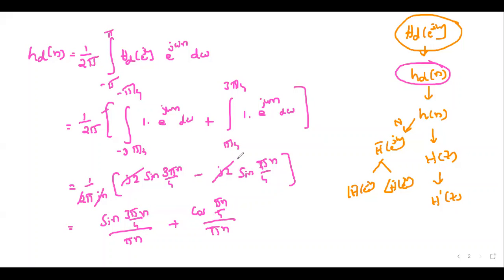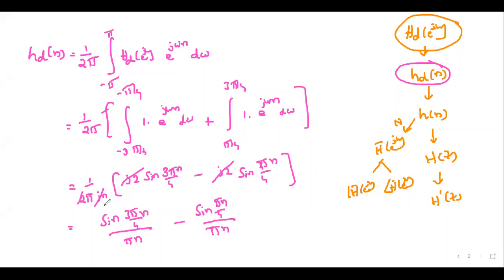Please, all of you check it. Cos will not come; sine only will come here, because here minus is there, here plus is there, here plus is there, here minus is there. Minus of minus, both are in the opposite way, we'll get minus only in the middle. Please check it. Here also it is minus sine. Sandhya, is it okay now? Yes, sir.